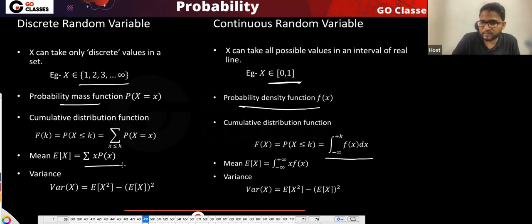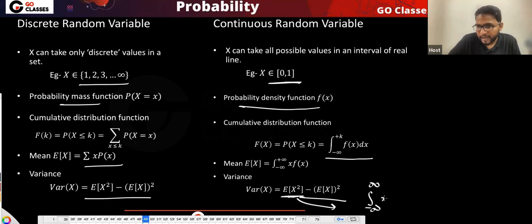Earlier the expectation was something like this. Here the expectation will be the integral from minus infinity to infinity of x fx dx. Okay, the formulas are changing, that's all. And earlier the variance was this, and here the variance is this. I mean, the variance formula is the same, but the expectation you need to calculate differently. The expectation of x square will be the integral from minus infinity to infinity of x square fx dx.